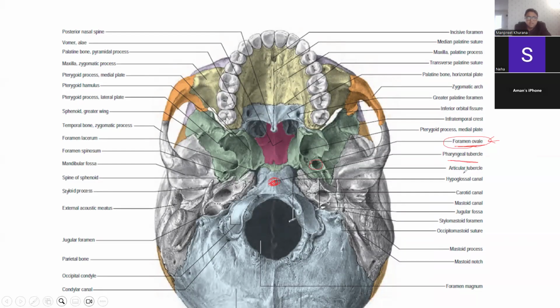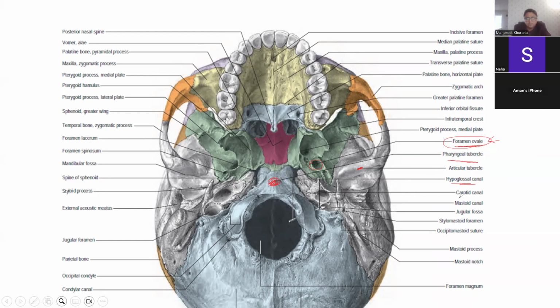Then we have the articular tubercle. So this structure is the articular tubercle. Then we have the hypoglossal canal. If you see the hypoglossal canal, they have inserted a wire passing through it. Just below this is the canal through which the hypoglossal nerve passes. So this is the hypoglossal canal.